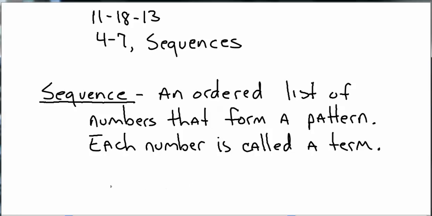Problem 1 on page 295. You're given 5, 8, 11, 14, and you're asked to describe the pattern. What's the pattern? Going up by 3. From 5 to 8, they are adding 3. From 8 to 11, adding 3. 11 to 14, adding 3. So the pattern is to add 3 to the previous term. Okay?